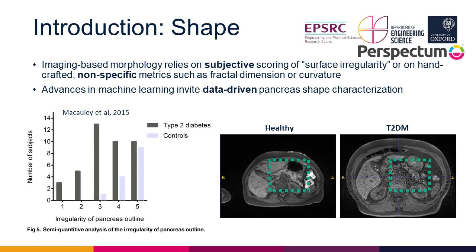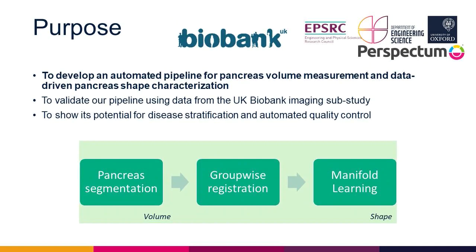With regards to shape, imaging-based morphology measurement currently relies either on subjective scoring of things like surface irregularity or on handcrafted, non-specific metrics such as the fractal dimension or organ curvature. Advances in machine learning invite a more data-driven approach to pancreas shape characterization. So the purpose of this work is to develop an automated pipeline for the measurement of pancreas volume and the characterization of pancreas shape using a data-driven approach.